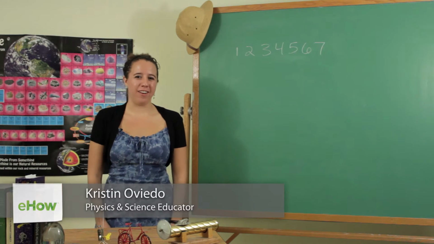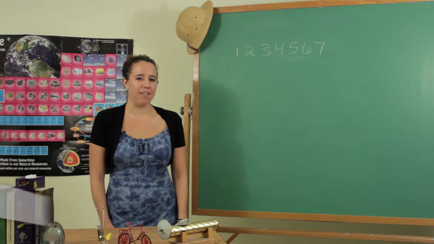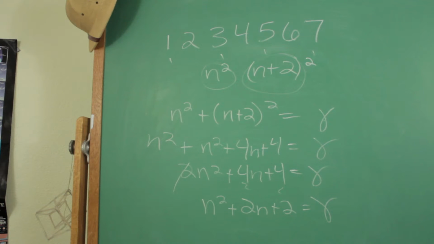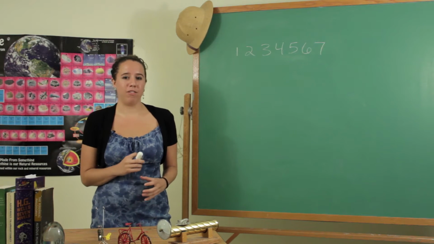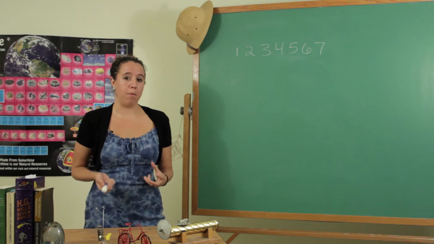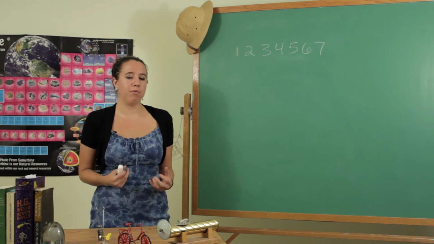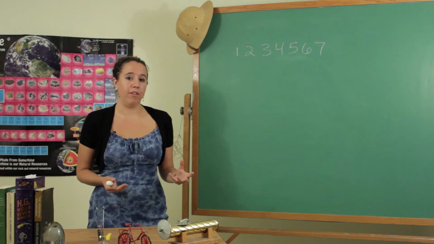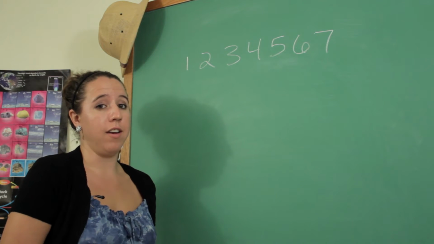Hi, I'm Kristin Oviedo, and this is the formula for the sum of the squares of consecutive odd integers. I know that's a really intimidating title, but if we dissect that sentence one by one over here on the chalkboard, we can break it down and figure out a pretty simple way to solve it. So let's start with the phrase consecutive odd integers.